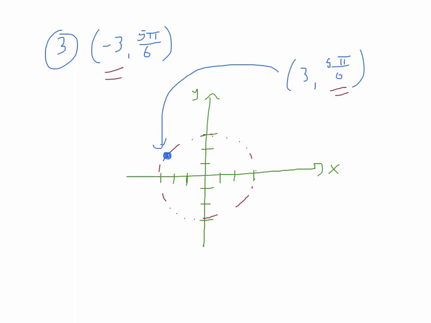And to finally get our answer to the original problem, all we do now is take this point that we just plotted and reflect it through the origin. So the final answer would lie in the fourth quadrant, approximately over here. This point over here in the fourth quadrant would be negative 3, 5 pi over 6.